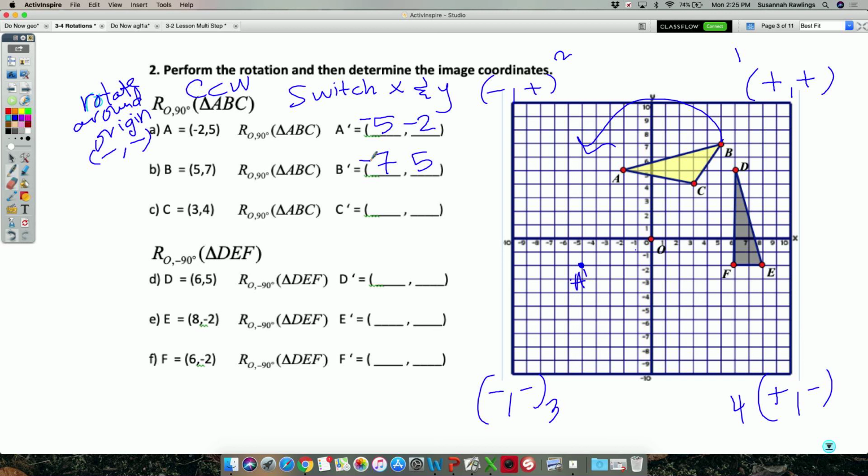Flip the point, decide where it's going to end up. Okay, but match the quadrants, right? If C is in the positive, where's it going to go? Yeah, so negative positive.